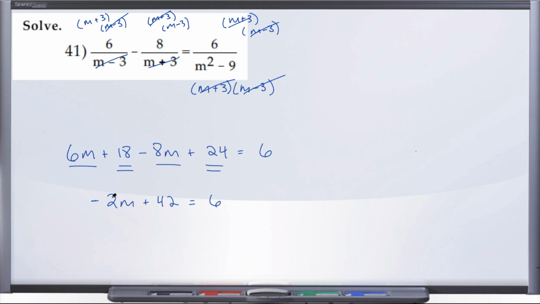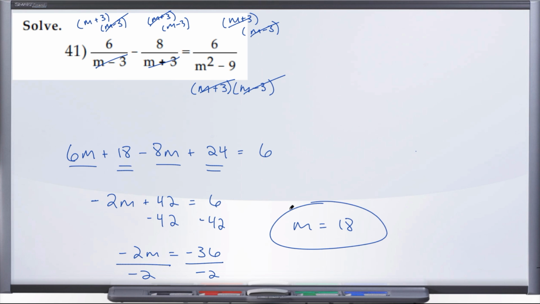And now, again, we want to solve for m, so let's start moving everything away from the m. So we'll subtract that 42 from both sides, and that'll leave us with negative 2m equals 6 minus 42 is negative 36. And lastly, dividing by negative 2 on both sides, we'll end up with m equals now positive 18.